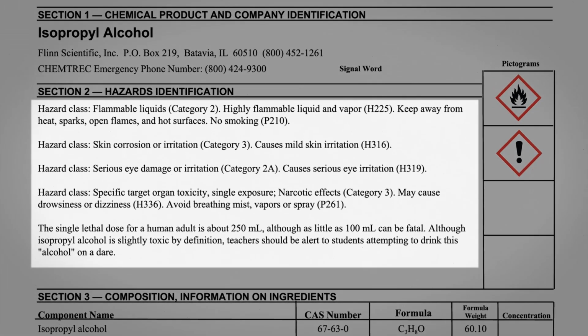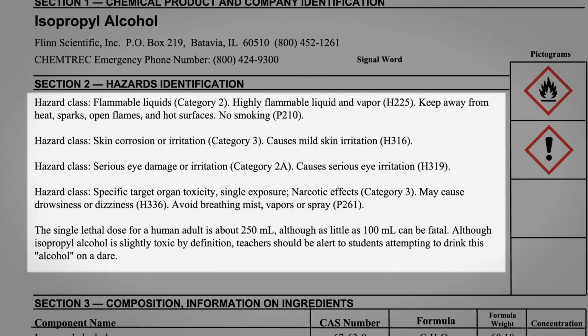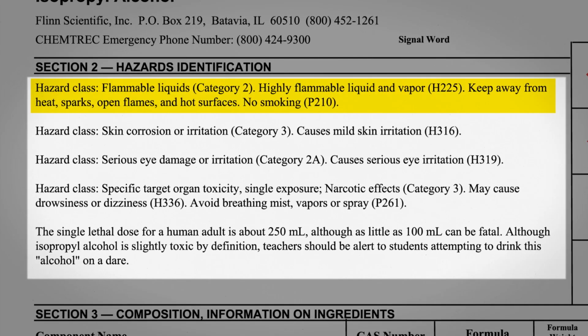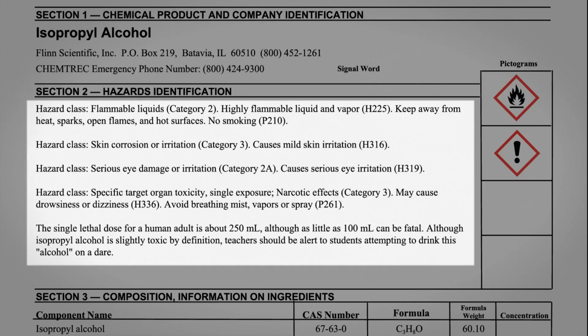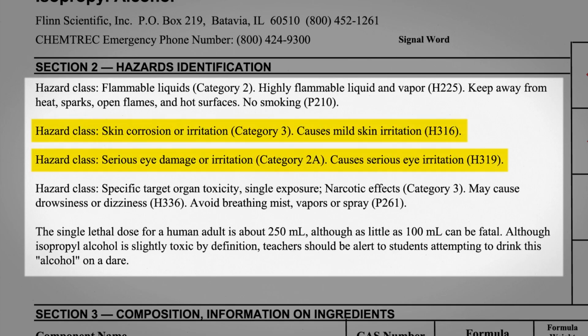The third and most detailed way of identifying hazards is by actually naming specific hazards or hazard classes. These are described by hazard statements. Isopropyl alcohol has 4 principal hazards. 1, it is a highly flammable liquid and vapor. Keep away from heat, sparks, open flames, and hot surfaces. No smoking. 2 and 3, isopropyl alcohol may cause both mild skin irritation and serious eye irritation.